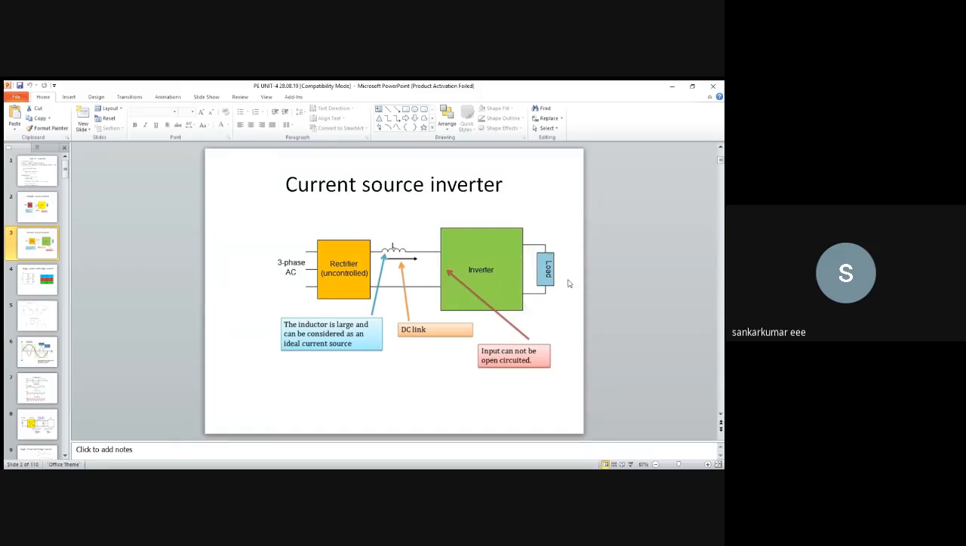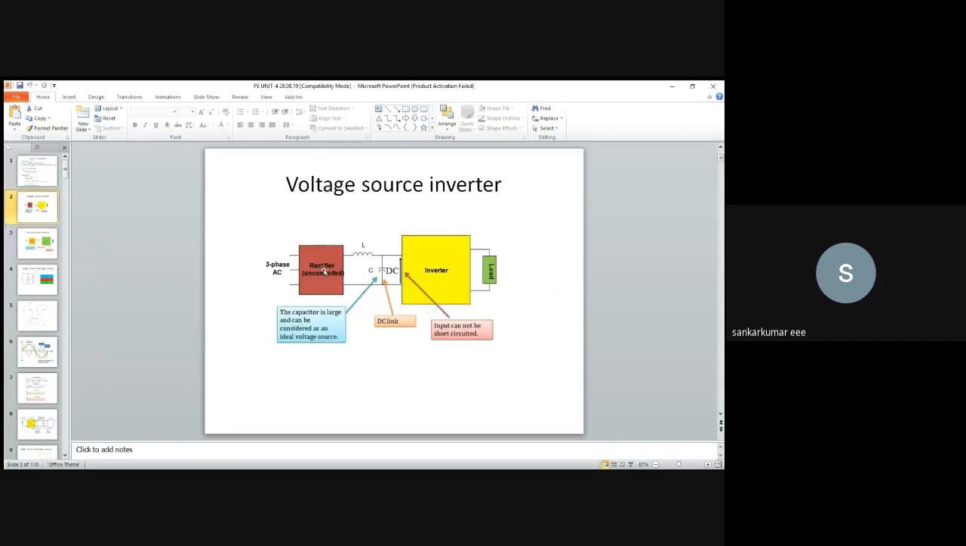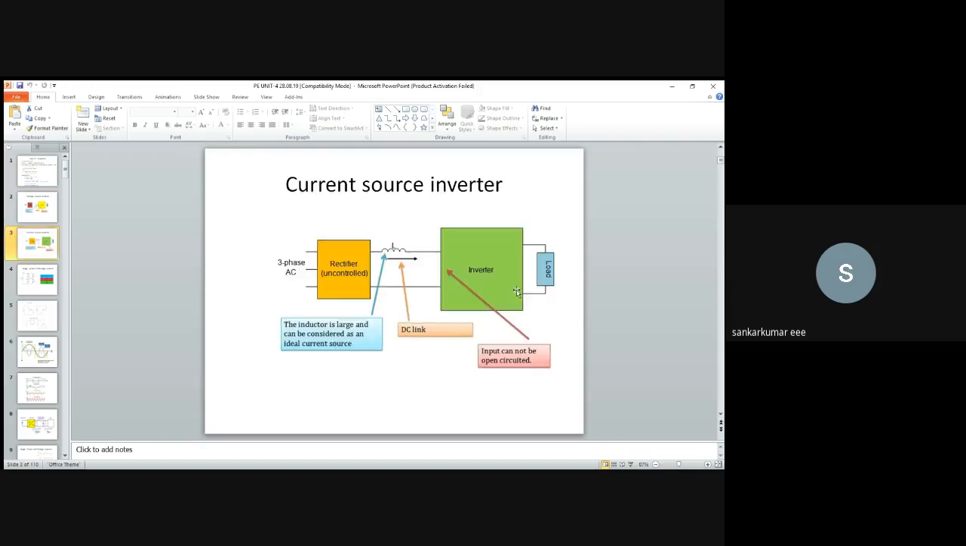That is, the output current will be a constant parameter, and depending upon the load, whether it is a resistive, inductive or capacitive load, the voltage nature will vary. So both are in a different manner. In a voltage source inverter we speak about the output voltage, and in a current source inverter we speak about the current. These are the main classifications: voltage source and current source inverters.